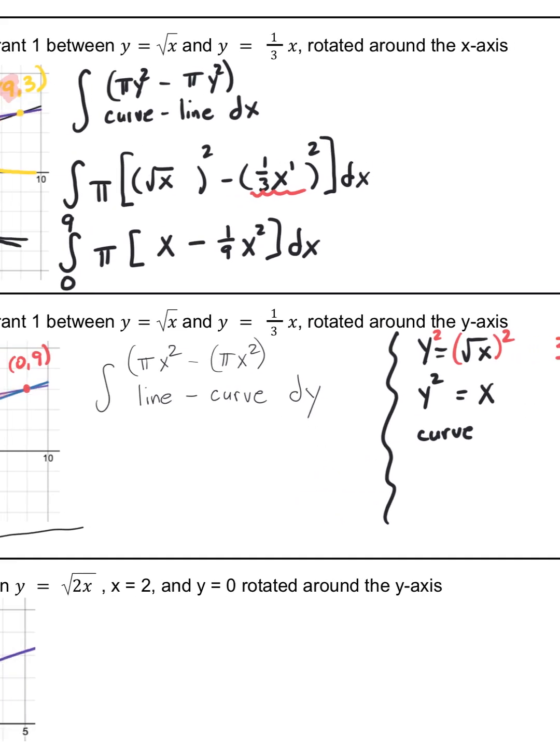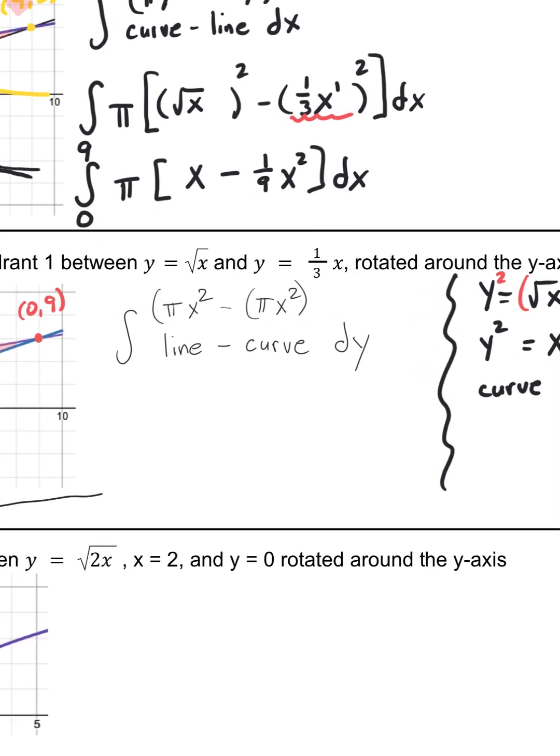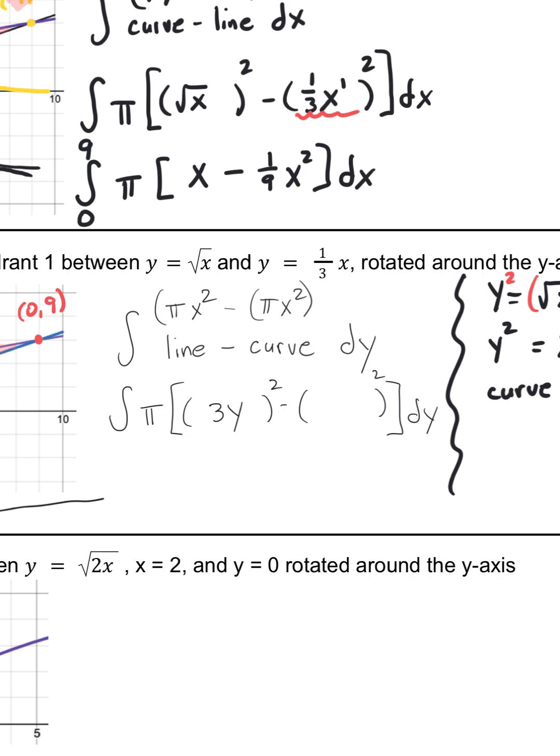All right, so now let's go back over here and plug those in. We're going to factor out the pi. We need an x squared minus an x squared. Our line is 3y. And then just like we did over here, our curve is y squared.